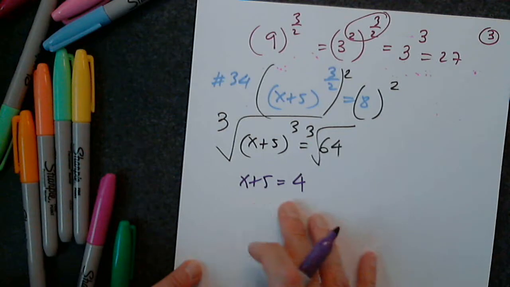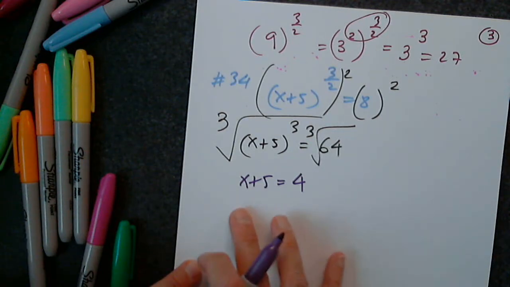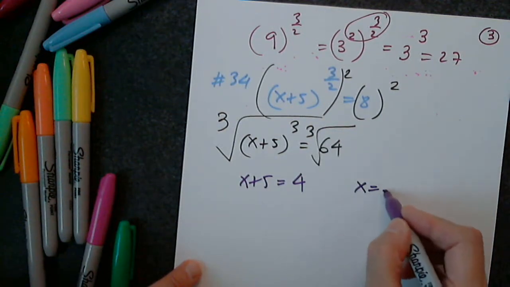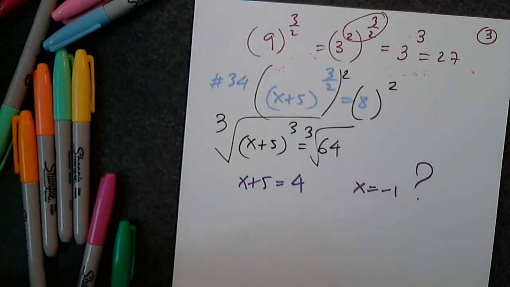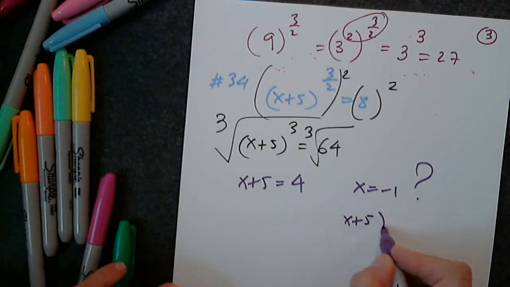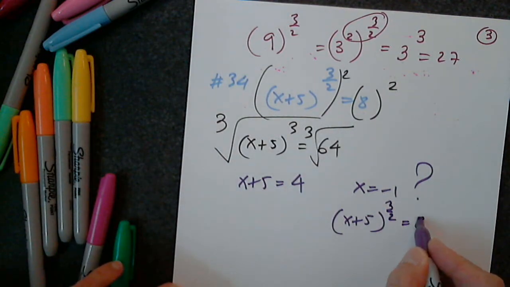We move 5. This is what type of equation? Linear. Very good. So x equals -1. It comes with a question mark. I have to go back to the original problem. This is the original problem. (x plus 5) to 3/2 equals 8.